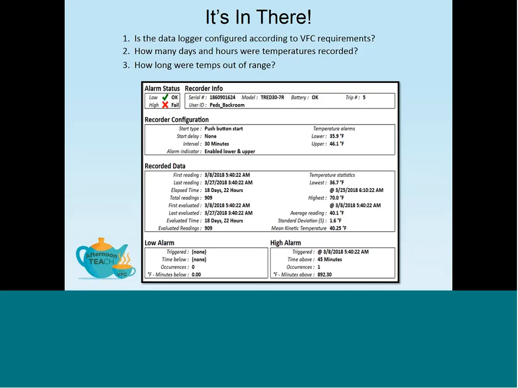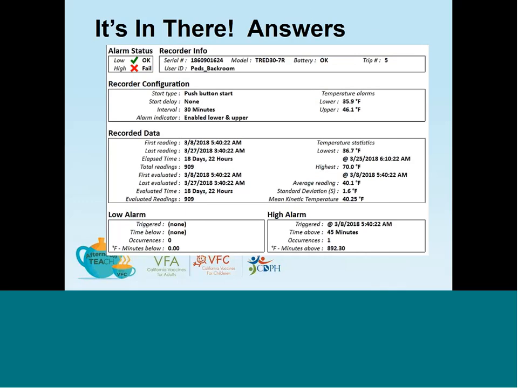Okay, so let's take a look and see how you did with these questions, because there's a lot that you can find in a data logger report or data files, so we know it's in there. The first question was, is the data logger configured according to VFC requirements? Although we don't have all of the information we're looking for, we have the bulk of it, and hopefully you did say yes. If you look over on the right side, you will see that the alarm limits are set according to what we ask you to set them for, according to VFC requirements.